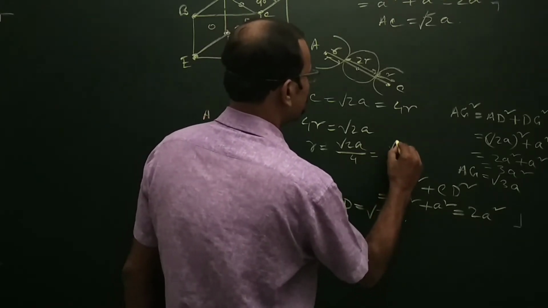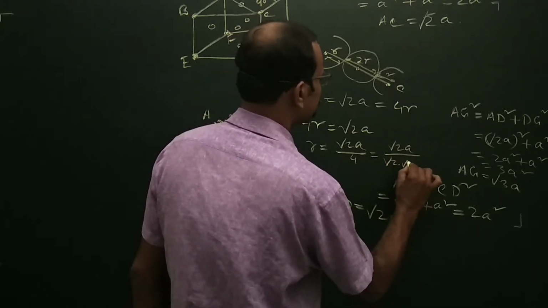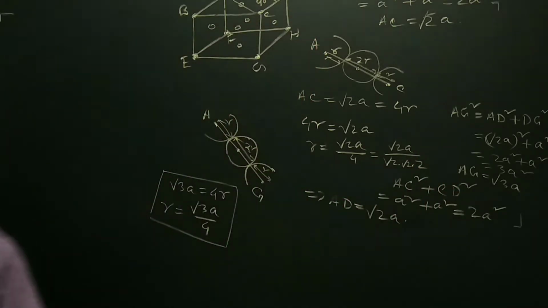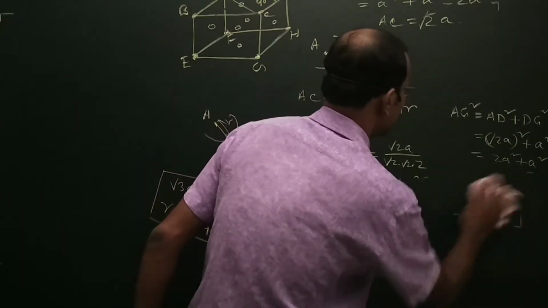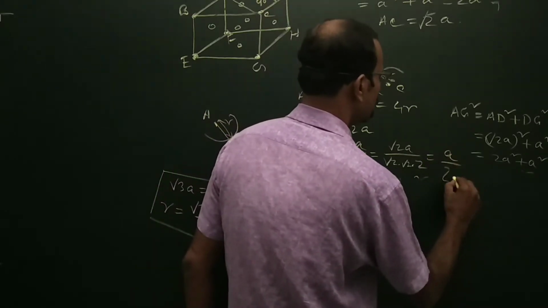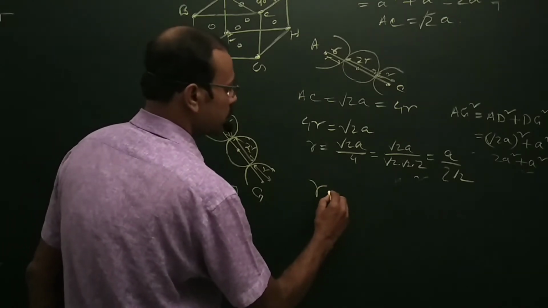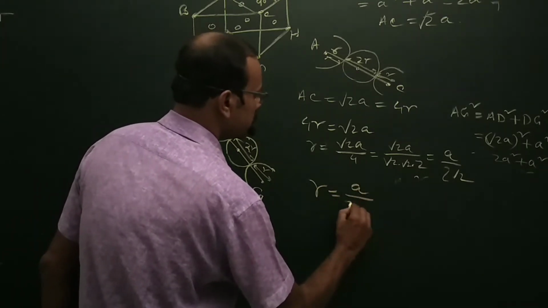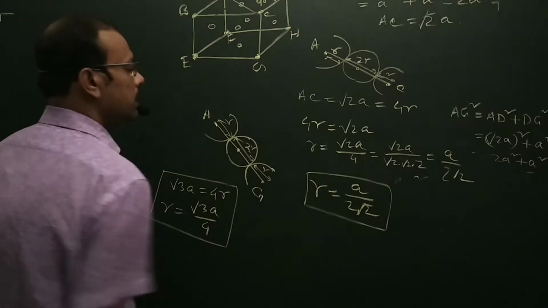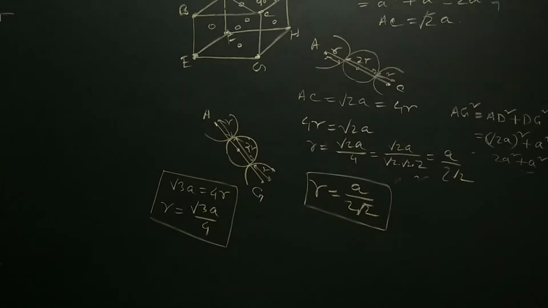Now see, which turns out to be root 2 a by root 2 into root 2 into 2, that is a by 2 root 2. Therefore, we found that for face-centered cubic unit cell, r equals a by 2 root 2. Now this is the relation between the edge length and the radius of the particle for face-centered cubic unit cell.